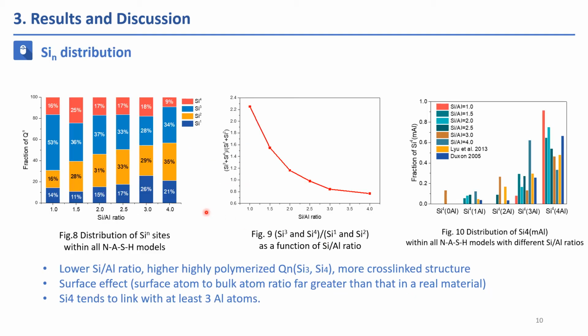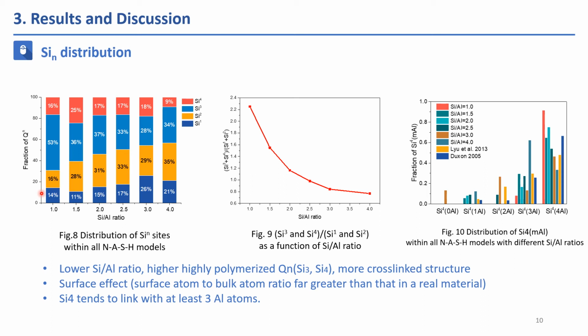Besides SRD, we can also calculate QN distribution, which is linked with NMR results. First of all, let's look at silicon distribution. From figure 8, we can see for lower silicon to aluminum ratio, we have more Q3 and Q4. That means the structure with lower silicon to aluminum ratio has a more cross-linked structure, which is consistent with our reality. However, according to literature, we all know that silicon in nostril mainly exists as Q4, and Q1 is supposed to only occupy a very small amount.